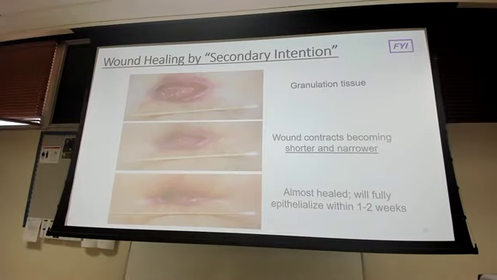There's another example of that. This looks like it's probably on somebody's abdomen. The same thing. We had some type of injury, we can't close it, and so now we're going to let it heal by secondary intention.